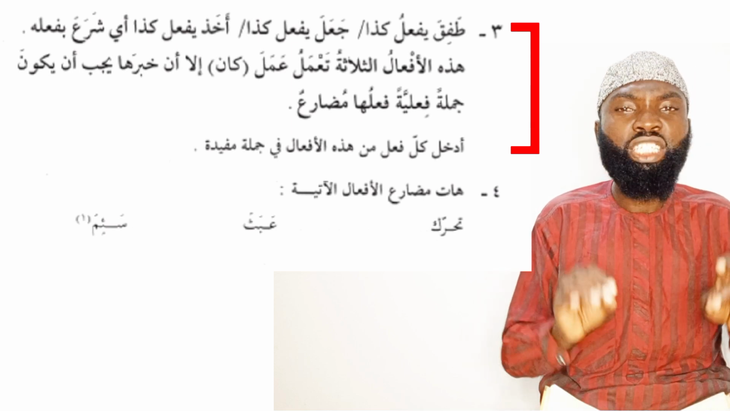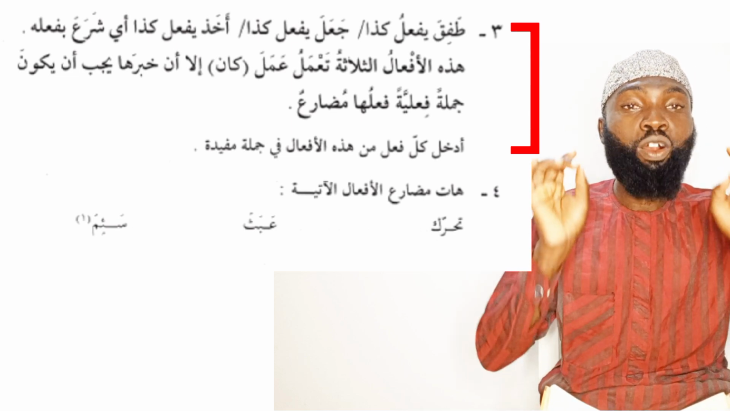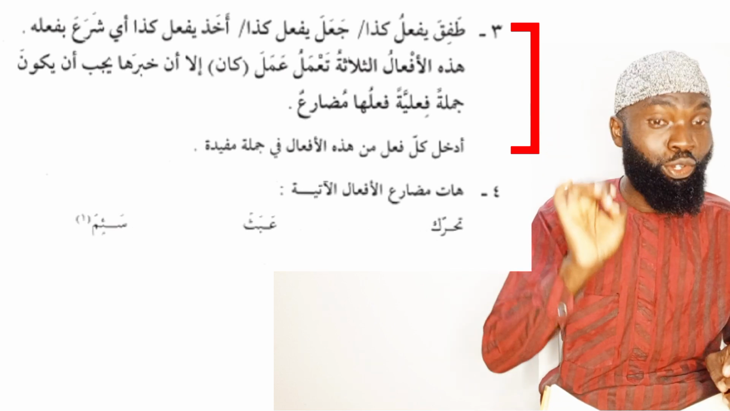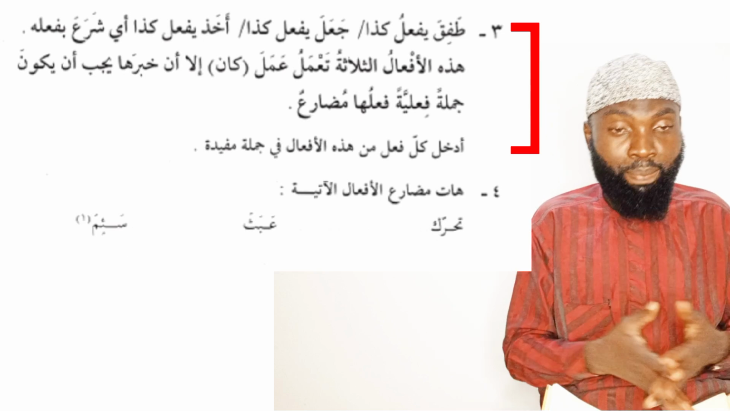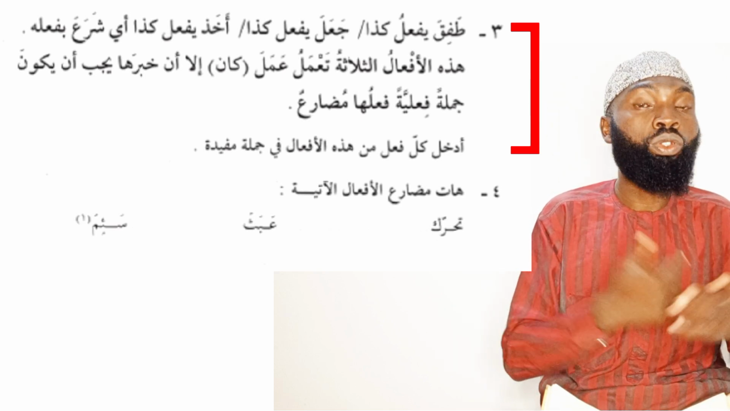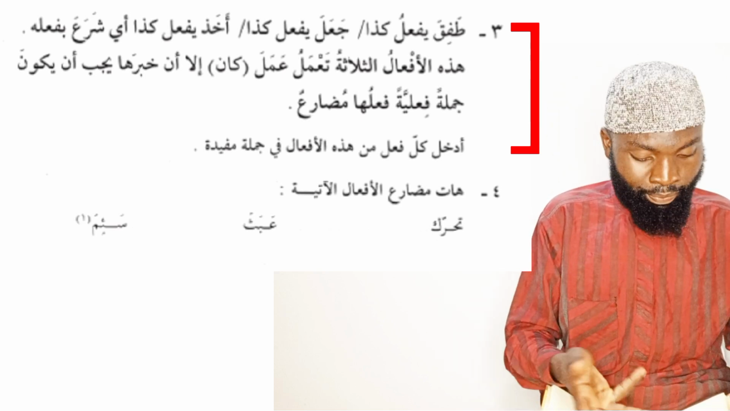Here we simply have أدخل كل فعل من هذه الأفعال في جملة مفيدة. You have to place each of these following words in a complete sentence. This is left for you to do. طفق جعل أخذ and شرع. A clue, I can simply say طفق يأكل الطعام. He began to eat the food.